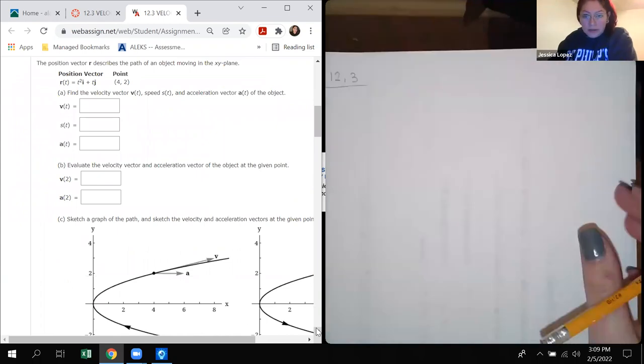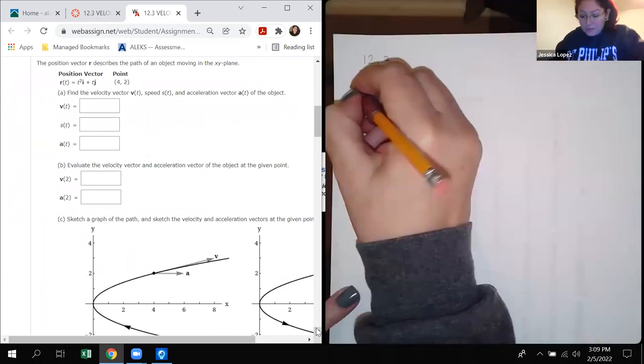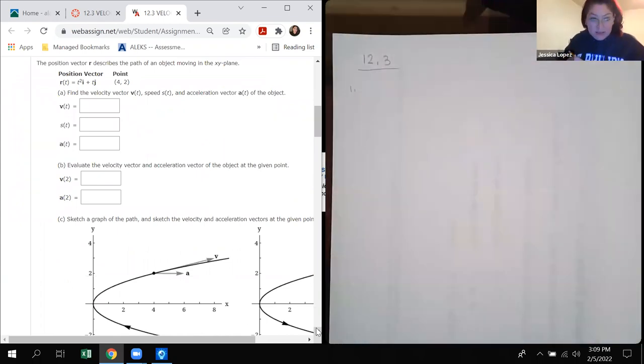So, number one, here we go. This one says you've got this position vector r and you've got this point. And they want you to find the velocity vector. They want you to find the speed, which is actually the magnitude of the velocity vector, because speed is always a scalar. It's just one number, right? You go this many miles per hour. It's not a vector that has to have direction and magnitude.